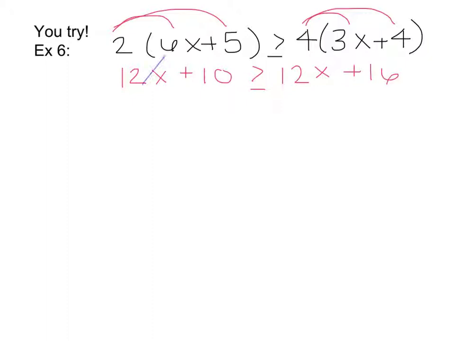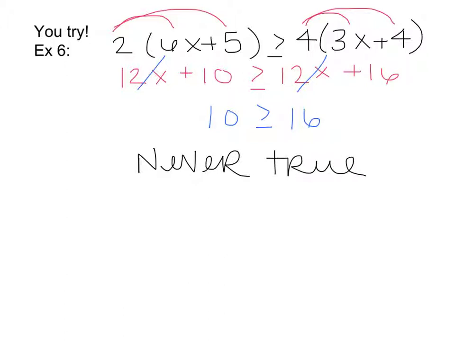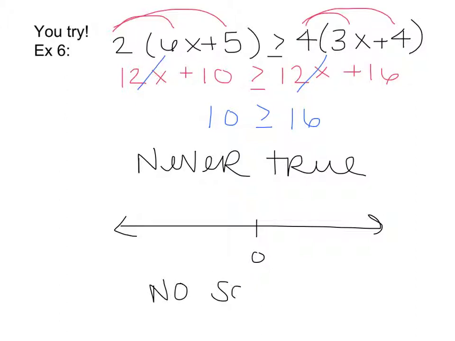Again, on both sides, there's a 12x, so I can cancel those out. Bring down your 10 is greater than 16. Is 10 ever going to be greater than 16? No. So this is never true. If you had a number line here, there is going to be nothing colored in on your number line because no matter what value of x we pick, it is never going to make this statement true. So therefore, we have no solution to this problem.